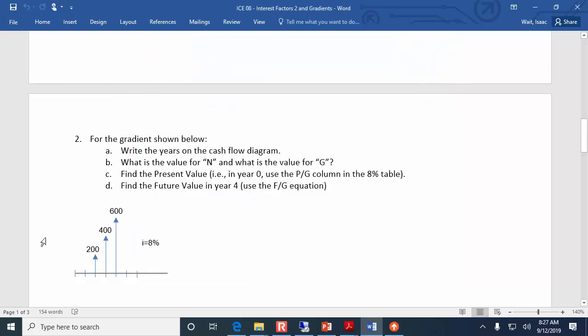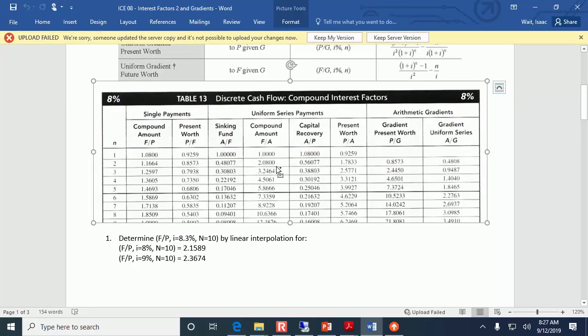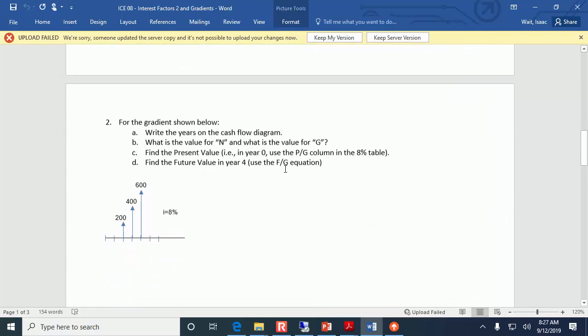Just go through steps A through D here, and you'll notice it's for the 8% interest rate, and that factor table is on the previous page. I'd like you to find P from this gradient, and also find the future value from this gradient. I have a quick question about number 2. It's about the B. Just give me a second, I'll be right back there.